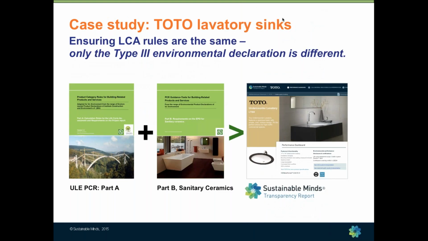So here's a case study. This is from, I think, 2015. Yep, that's what the slide says. TOTO wanted to do EPDs for their lavatory sinks. UL had done a PCR using EBOOs. Actually, UL got EBOOs, the German PCR, for sanitary ceramics, and put that out through their program. And so we used that to create the transparency report for TOTO.